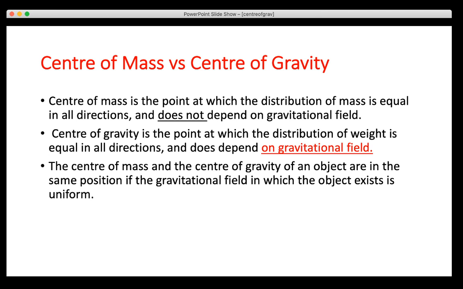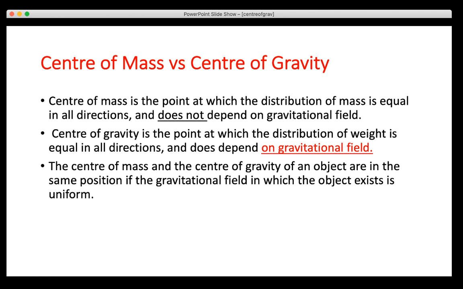On the other hand, center of gravity is dependent upon the gravitational field. If you are standing at some point on Earth, its location will definitely vary on the moon. Or in other words, if you are in a space where your gravitational field is not uniform, then definitely your center of gravity is going to vary. But center of mass will remain the same. The location of center of mass will not change by a change in gravity. So this is the only difference between the two.